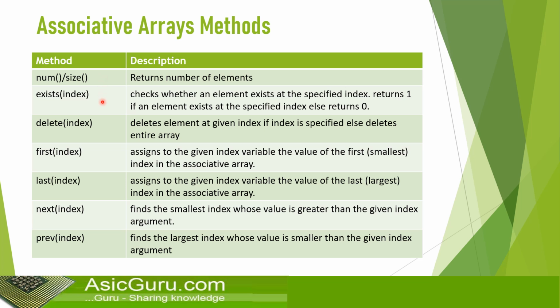Next we have the exist method. This method checks if an element exists at the specified index. It returns 1 if the element is present and it returns 0 otherwise. This is a very useful method for validation.